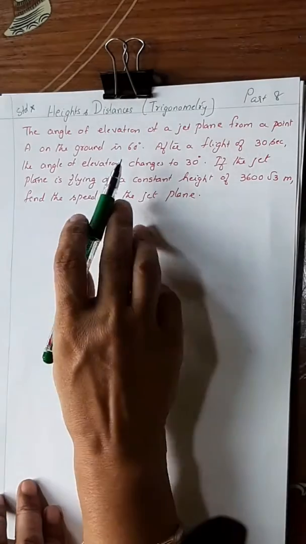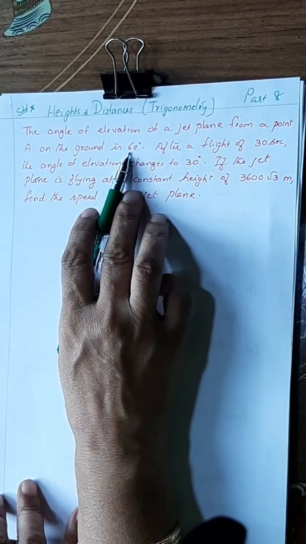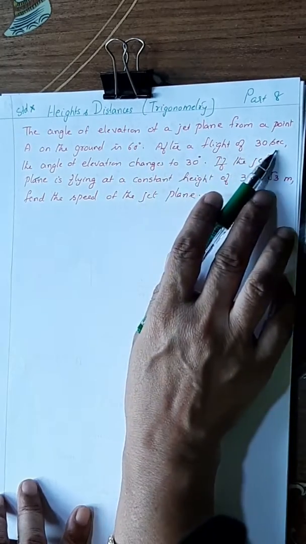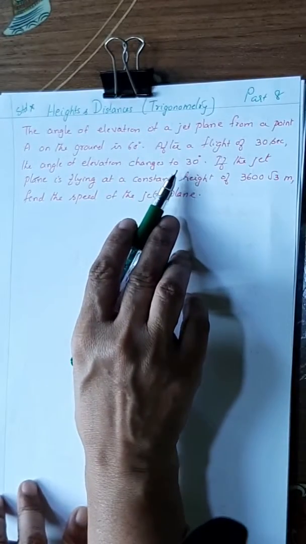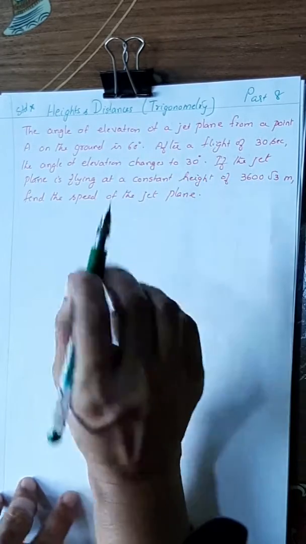Welcome back to the chapter Heights and Distances for Standard 10. The angle of elevation of a jet plane from a point A on the ground is 60 degrees. After a flight of 30 seconds, the angle of elevation changes to 30 degrees.